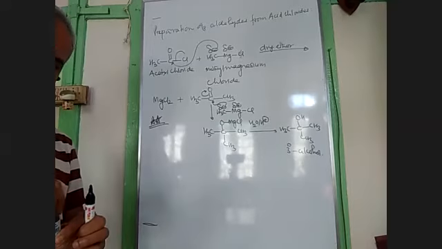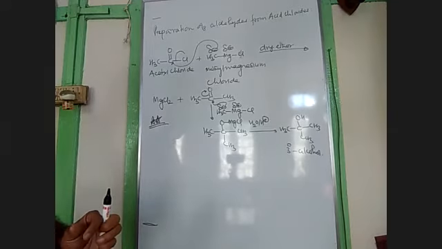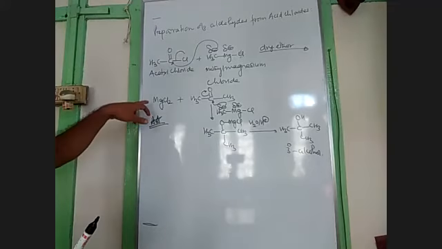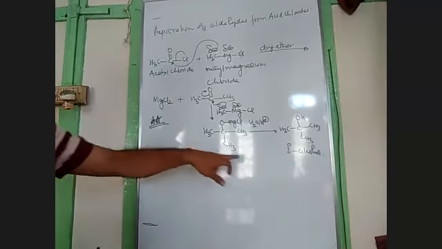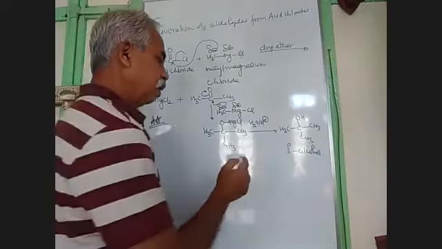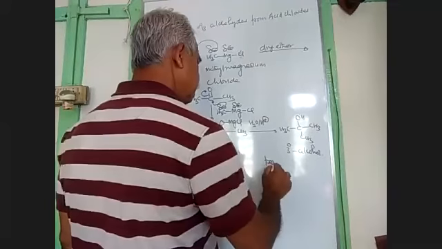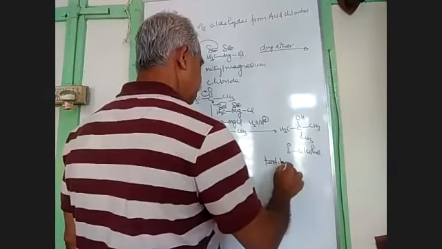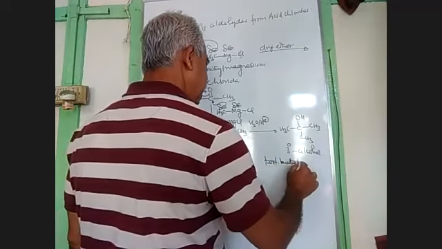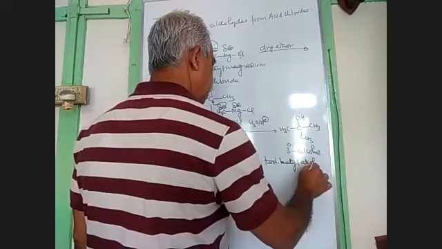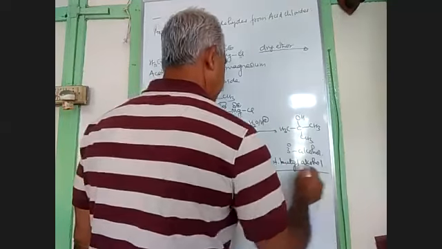Okay. Done. So you get, you started with acetyl chloride, you have got tertiary butyl alcohol. So it is tertiary butyl alcohol. You got this.